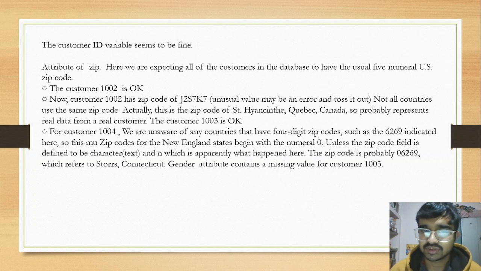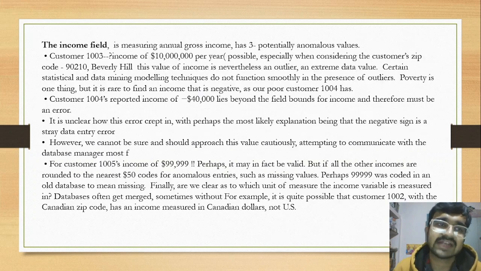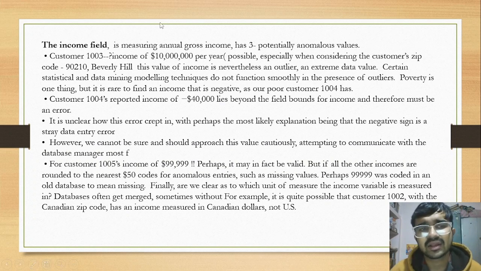Now let's come to our gender attribute, which contains a missing value for customer 1003. So this may create a problem. Now let's move forward to the next attribute, that is the income field. The income field is measuring annual gross income and has 3 potential anomalies. First, customer 1003 has an income of $10,000 per year, possible, but especially when considering the customer's zip code 90210, Beverly Hills, this value of income is nevertheless an outlier, an extreme data value.